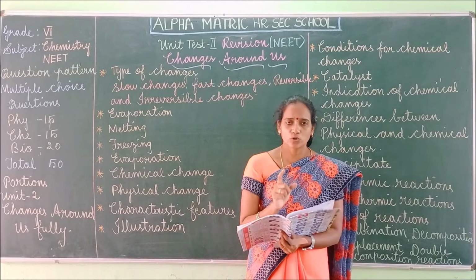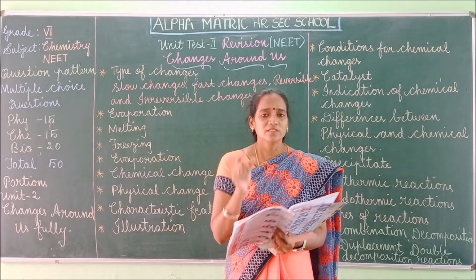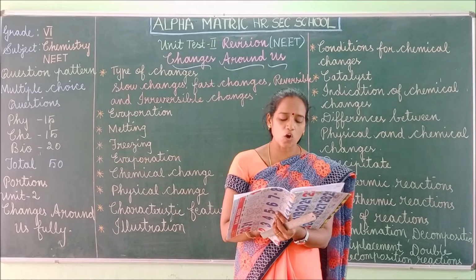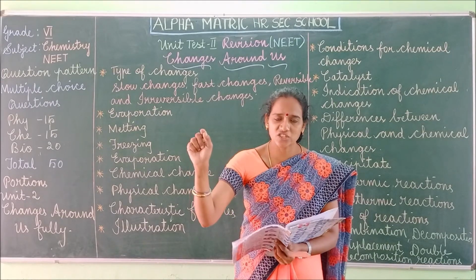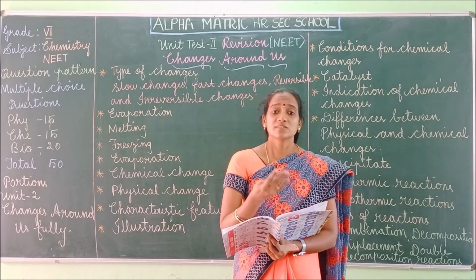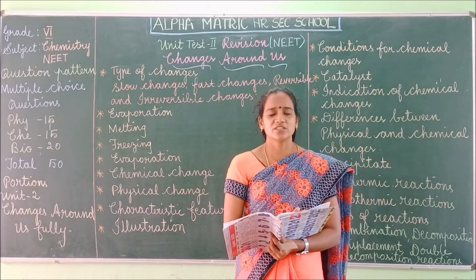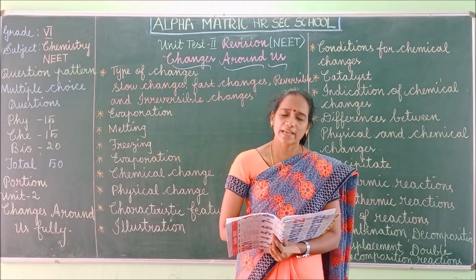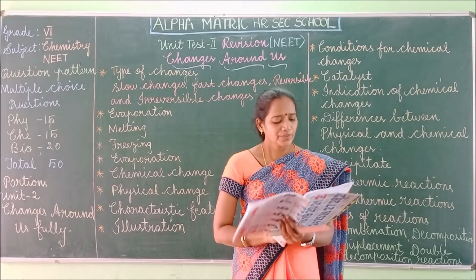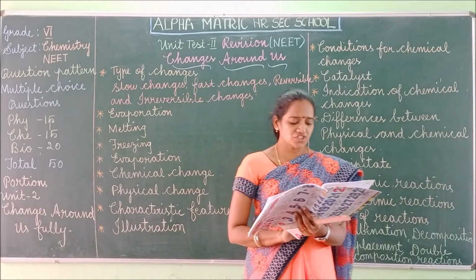Now you know the meaning for slow change, isn't it? Suppose the question is asked like this: changes which occur over a longer period of time are called the dash. The options you will be getting like this: reversible change, slow change, fast change. If the question is asked like this, what will you write? The answer is slow change, right? Now we can move to the second question.